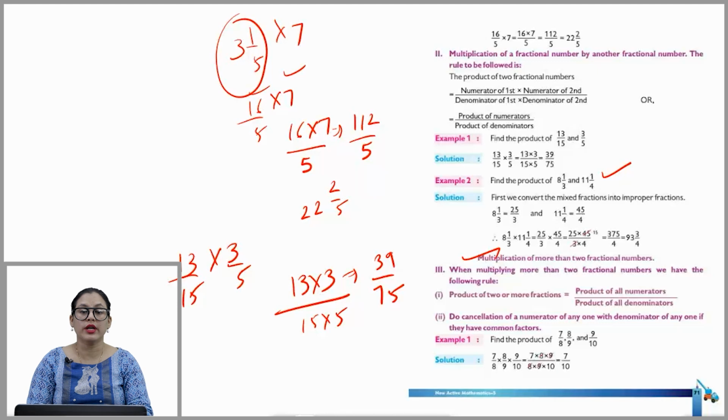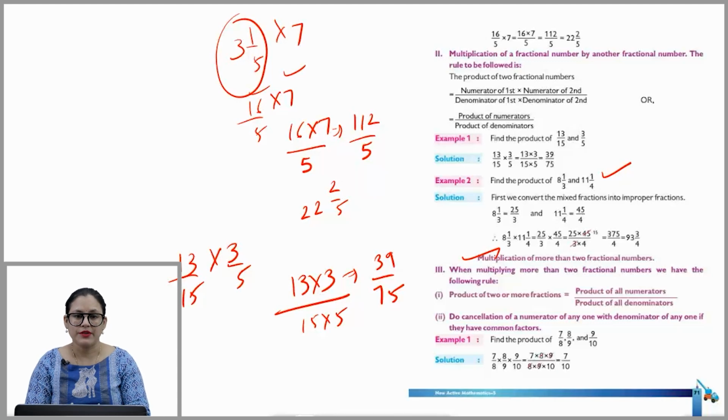Multiplication of more than 2 fractional numbers. When multiplying more than 2 fractional numbers, we have the following rule. The product of 2 or more fractions is equal to the product of all numerators over the product of all denominators. And number 2, do cancellation of a numerator of any one with a denominator of any one if they have common factors.